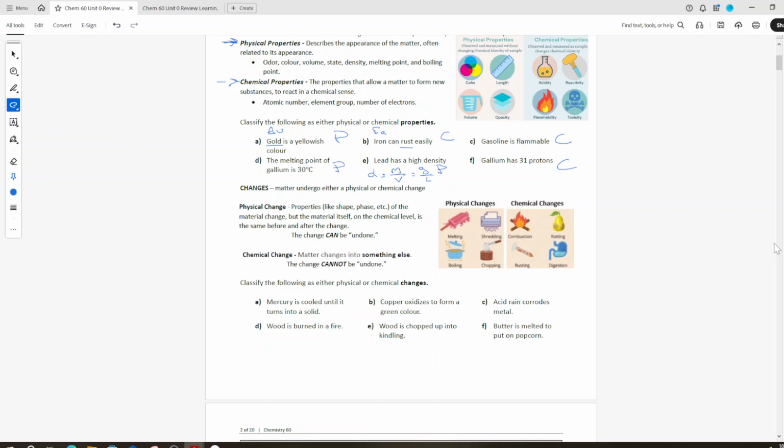So I hope you pause the video. I forgot to say that. But let's look at the first one. So mercury is cooled until it becomes a solid. Well, that's like melting, right? It's just a phase change. And so this would be a physical change.